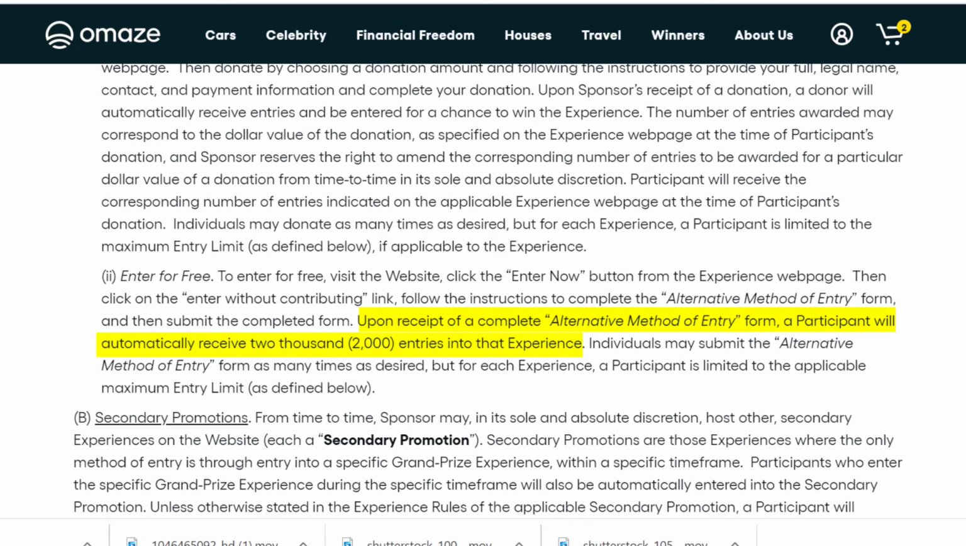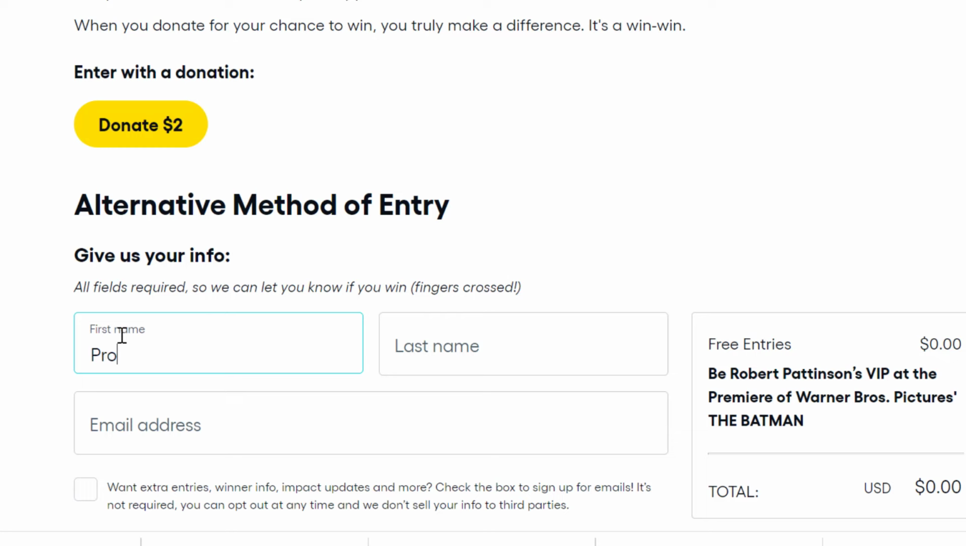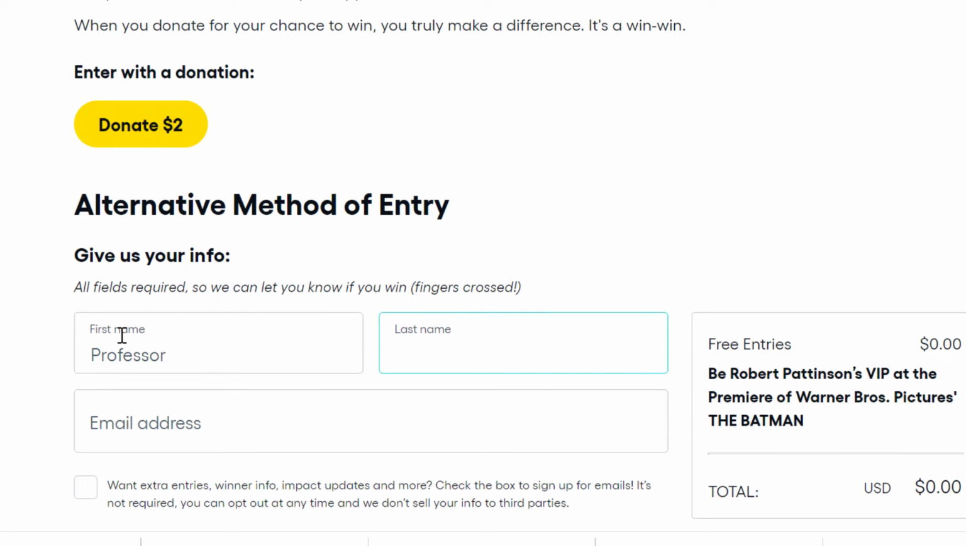Upon receipt of a complete alternative method of entry form, a participant will automatically receive 2,000 entries into that experience. In other words, if you fill out the alternative method of entry form, that's AMOE for short, 3 times, you get the maximum number of entries. That's why Omaze says everyone has an equal chance of winning. You can get that equal chance by maxing out your entries.